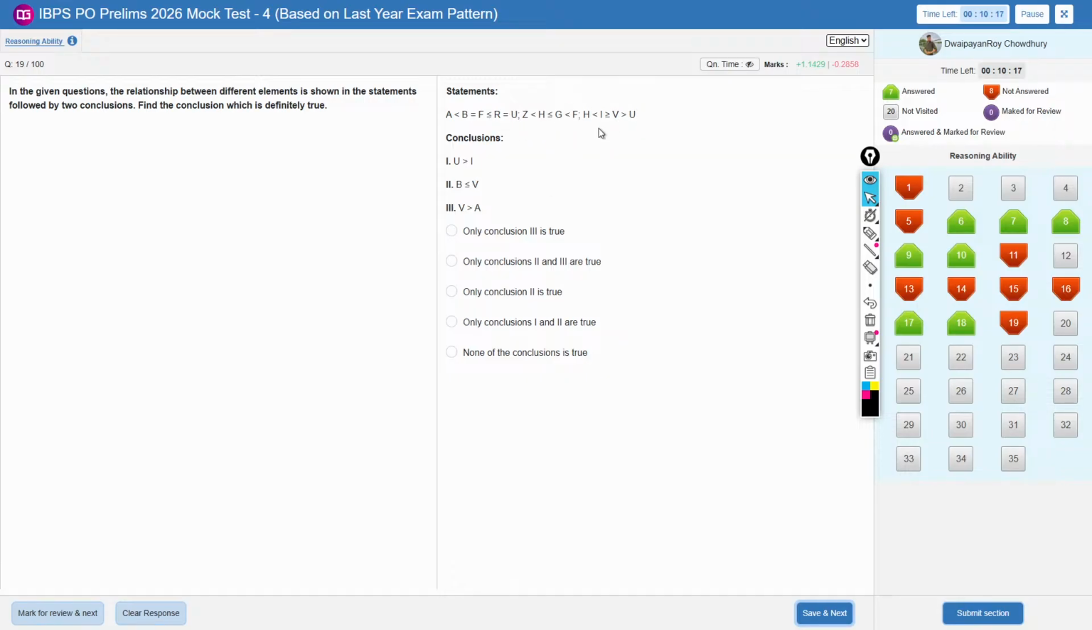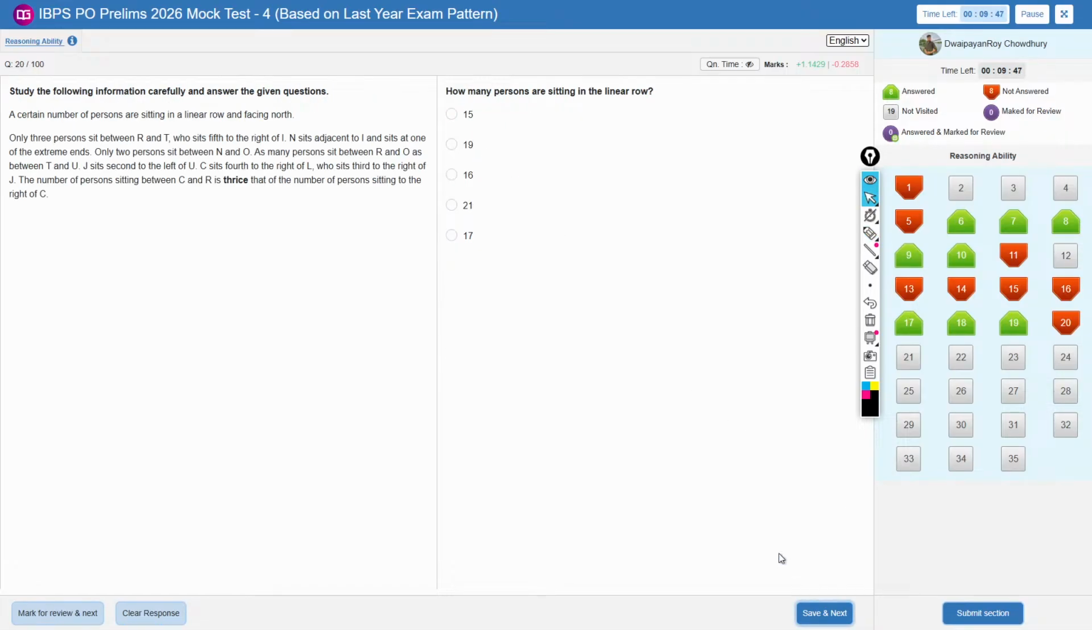U greater than I, U less than something, B less than or equal to V, R, V. So I, U. Second one, okay, less than. So no, does not follow. And V greater than A, V greater than U, and greater than A. So only three follows.